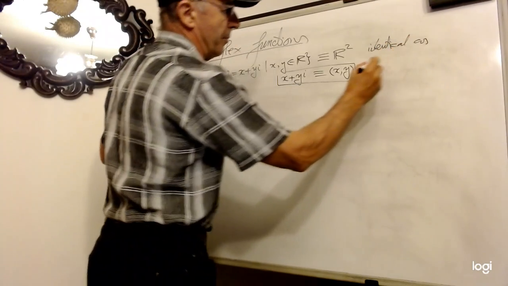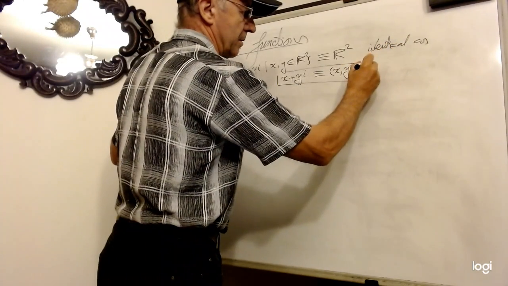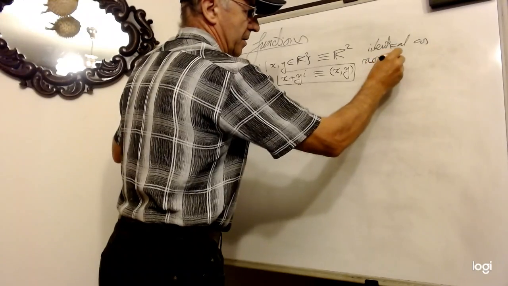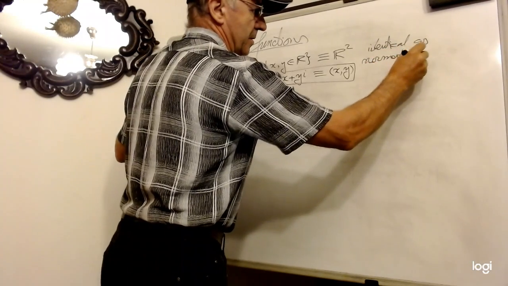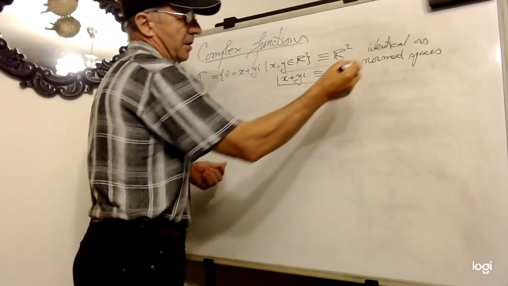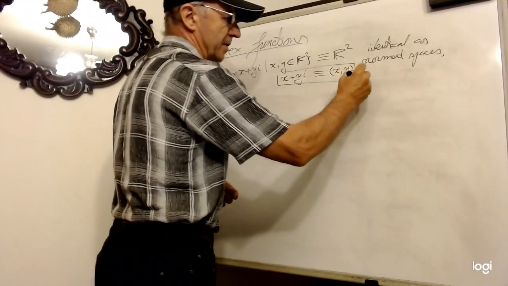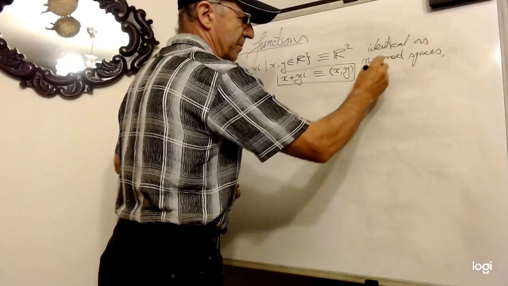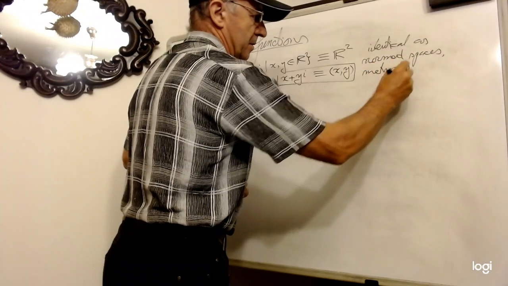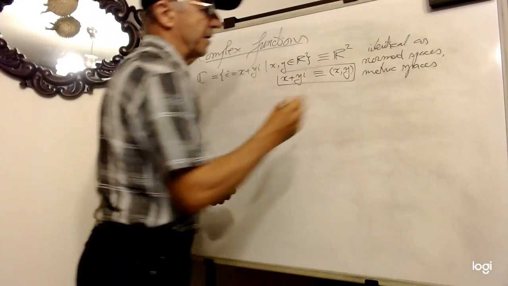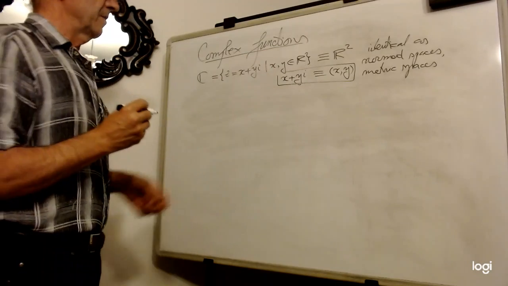as normed spaces, and consequently also as metric spaces. The metric is defined by using the norm.